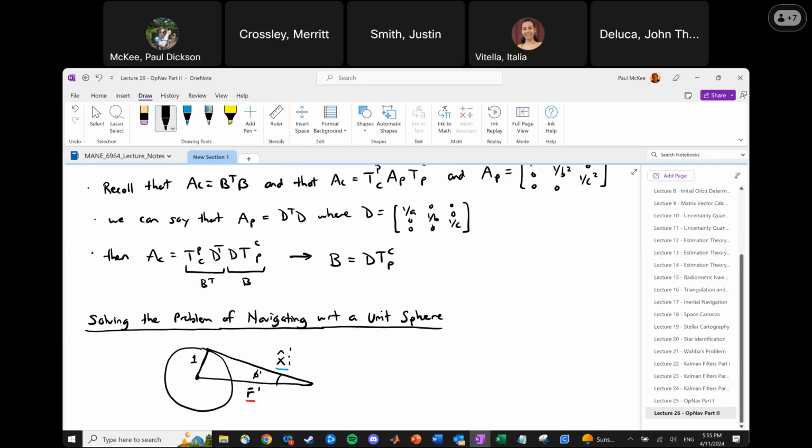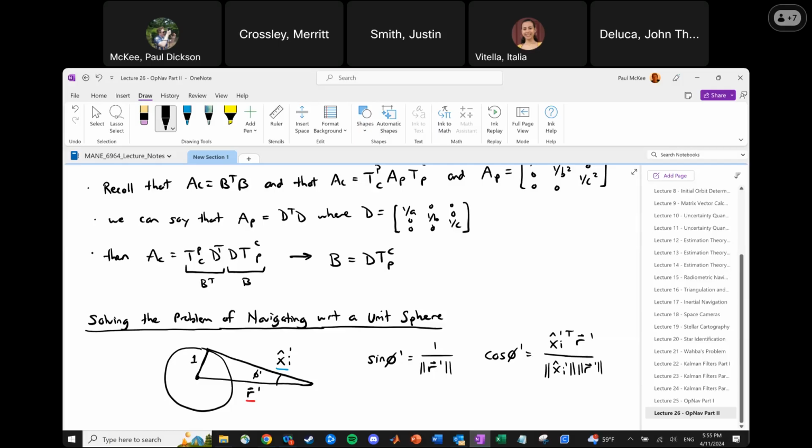Now, if we do a little bit of trig, remember SOHCAHTOA, we can say that the sine of phi prime is 1 over the norm of r prime. So sine is opposite over hypotenuse, right? That checks out. Similarly, the cosine, which is adjacent over hypotenuse, would be x hat i prime transpose r prime, and then normalized, so this would be divided by the norm of each.